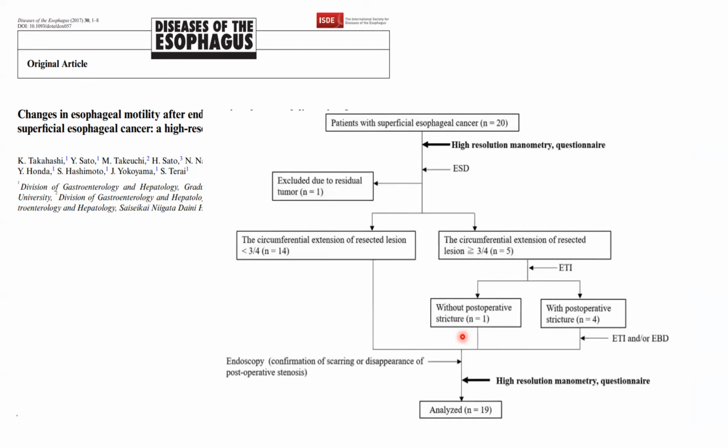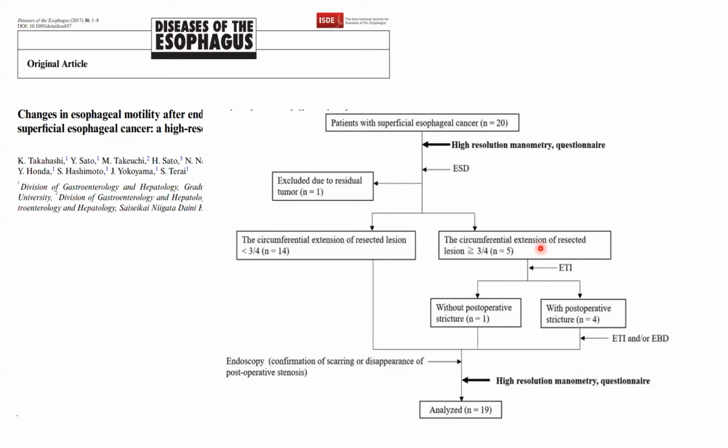Nicely done study. They did a preoperative manometry. They did an ESD. Then they followed these patients up. They made sure they did not have any strictures. And in 8 weeks, they again checked. So you had 19 patients, and they also divided them into two groups.